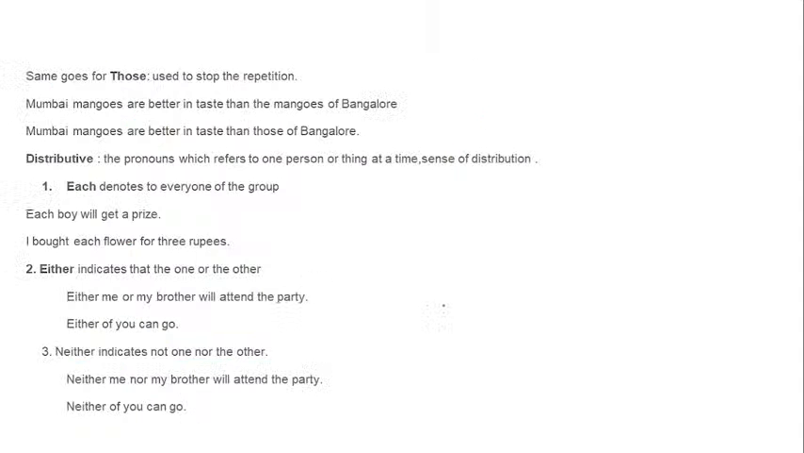Same goes for "those". "Those" is also used to stop repetition, but keep in mind that "those" is the plural form of "that", and when we are talking of something more in number, we will use "those". Like if you take this sentence: Mumbai mangoes are better in taste than the mangoes of Bangalore. It seems absolutely fine, the sentence, right? It is A, it is B. Let's make it C again, and this is D.